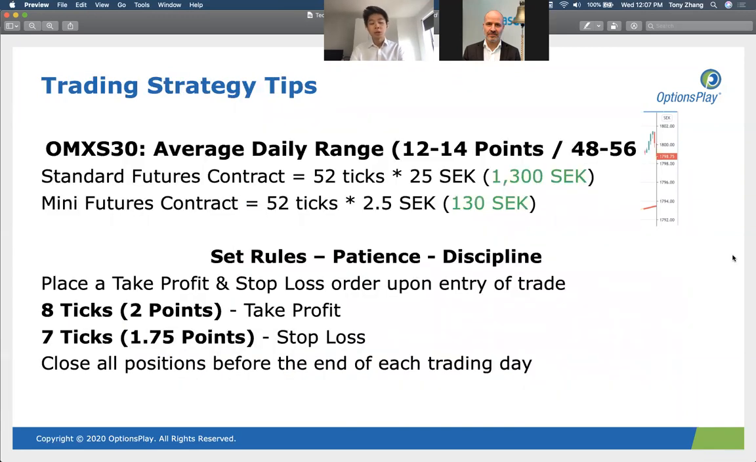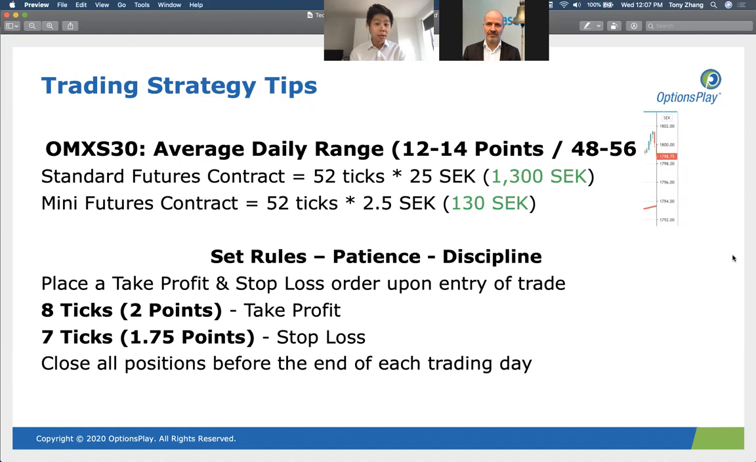Now, just to give you an understanding here, if you look at the OMXS30 over the last 5 years, the average daily range, meaning the average high to low, is usually somewhere in the 12 to 14 point range, which means that when we have 4 ticks to 1 point, that's roughly 48 to 56 ticks per day in terms of a range that the futures will trade in. What that means is that if you're trading a single standard futures contract, you have approximately 1,300 crowns of exposure, if you happen to buy at the low and sell at the high. So that just gives you a sense for the size of exposure you have.